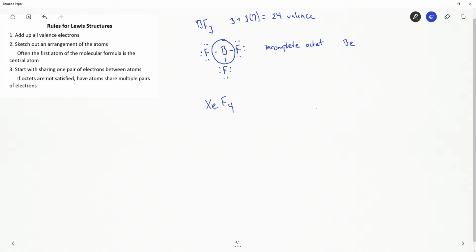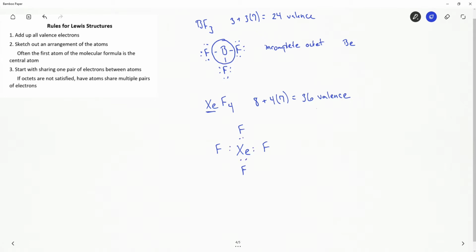Xenon bonded to 4 fluorine atoms. Okay, if I'm counting up valence, I have 8 from xenon. I have 4 fluorines. They each have 7. I have 36 total valence electrons. I'm going to put xenon in the middle. I'm just doing my Lewis structure just like we always do. I'll start with single bonds.